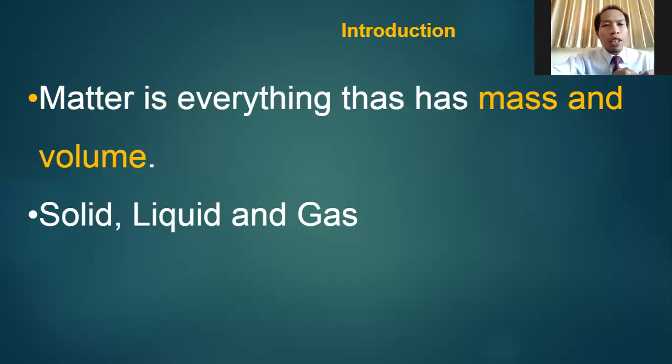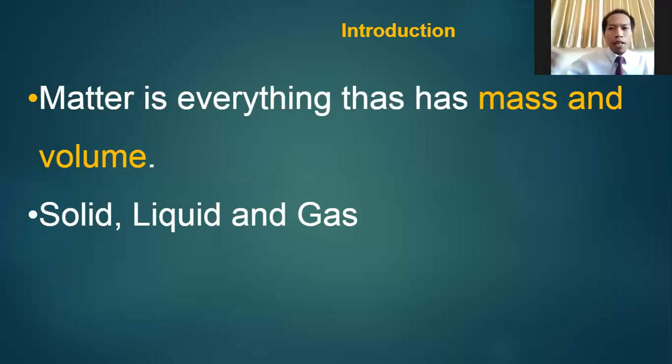Okay, now let's talk about matter itself. Matter is everything that has mass and volume. So everything that has mass and volume, we call it matter. So the parameters are mass and volume. When you see something has mass and volume, then it is matter. Generally, we can differentiate matter into three states. It can be solid, liquid, and gas.